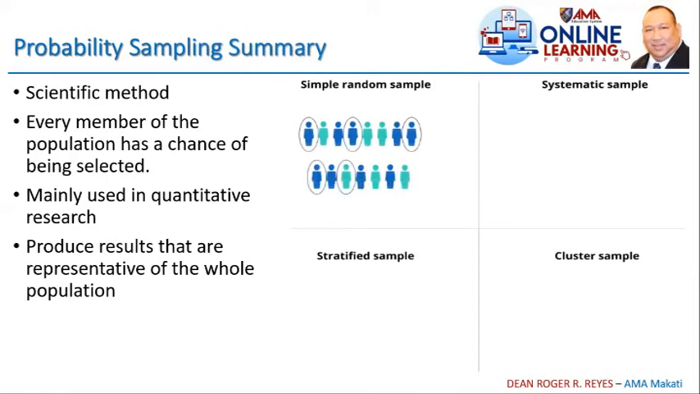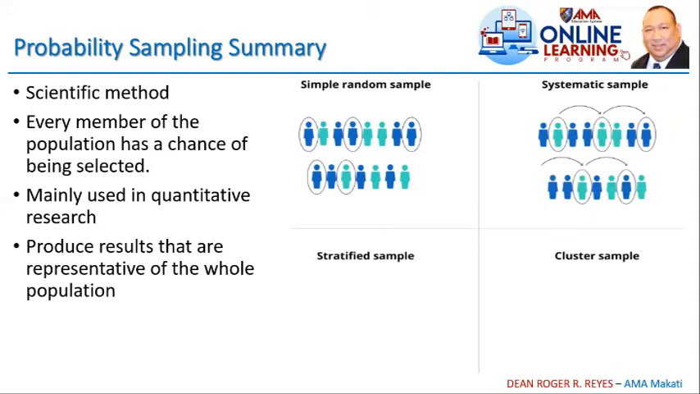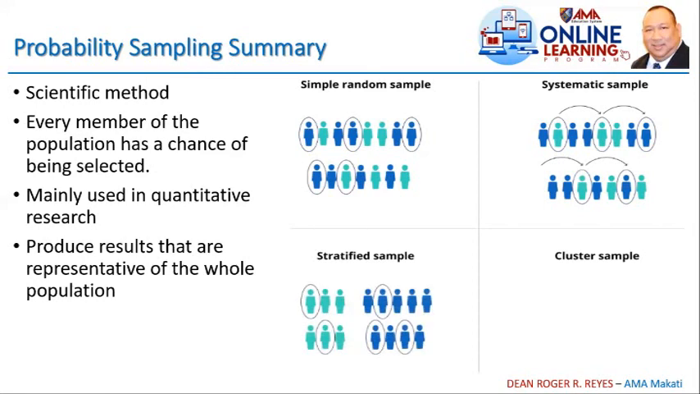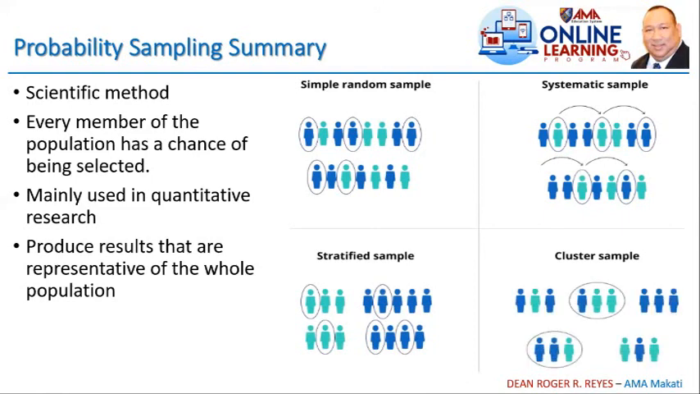So, probability sampling, summarize natin. It is a scientific method. Every member of the population has a chance of being selected. Mainly used in quantitative research, and it produces results that are representative of the whole population. Simple random, systematic sample using intervals, stratified sample using different strata or different groups, and cluster groupings din, pero ang gagamitin mong sample ay mismo napili mong cluster.